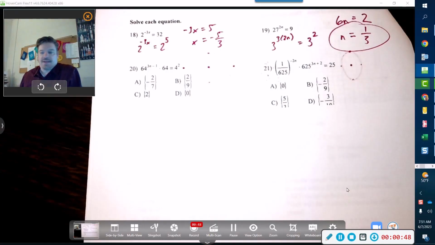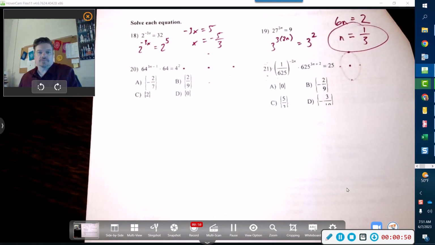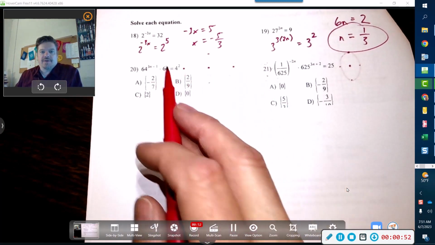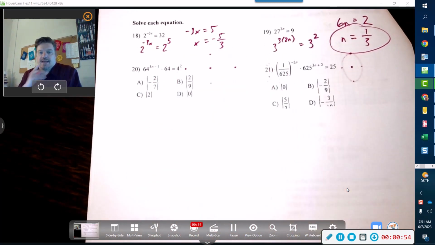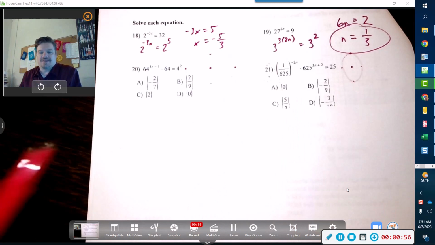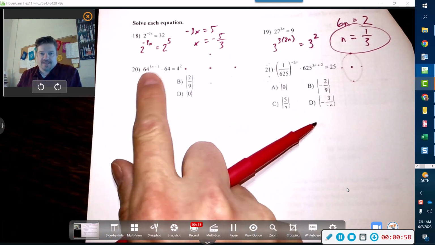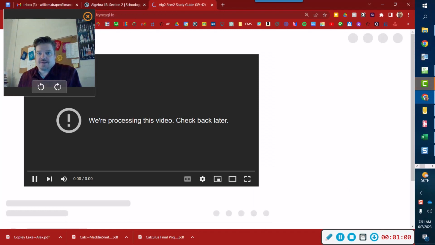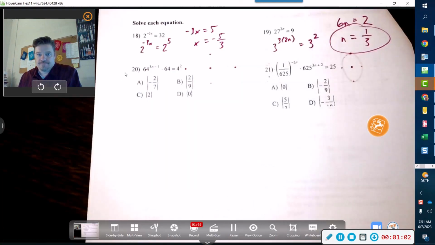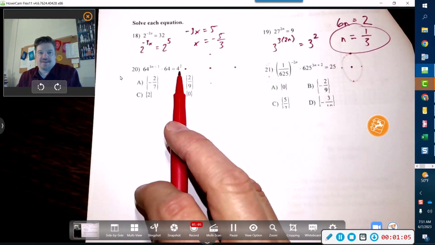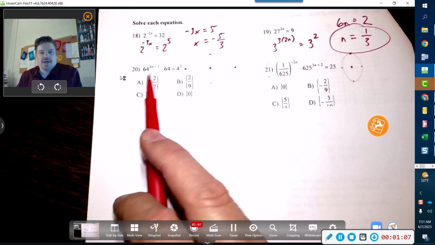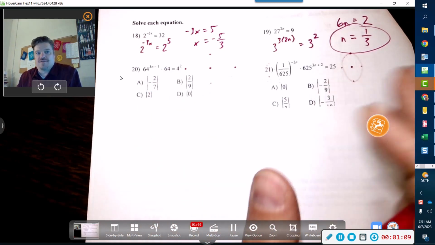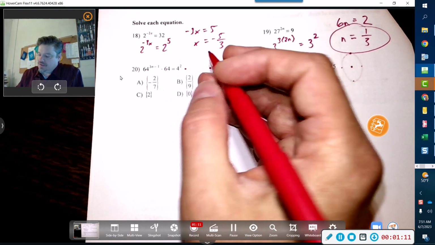Number 20. Alright, these guys, believe it or not, are going to be solved just like 18 and 19. They have similar bases, or soon will be. I see a 64, 64, then this guy is going to be a 16. So I can put these all in powers of 4, actually. So let's do that.